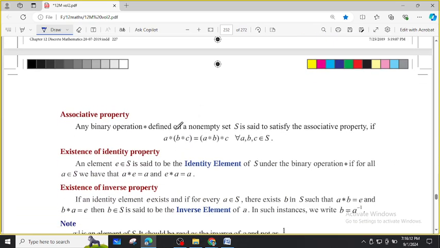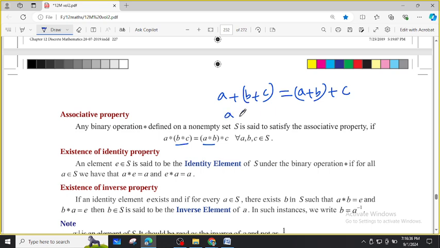Associative property. When you take three non-empty sets a star, b star, c, first operate b star c, then operate with a, or first operate a star b, then c. Associative property over addition: a plus b plus c. First you can add b plus c, then add a, or first add a plus b, then add c. Both will give the same answer only, no?